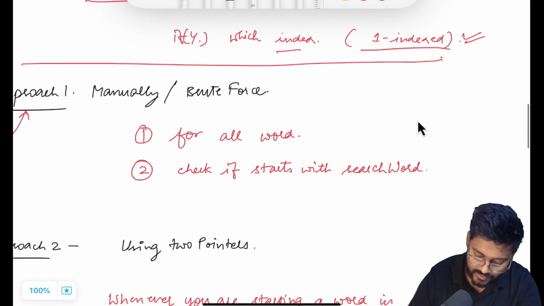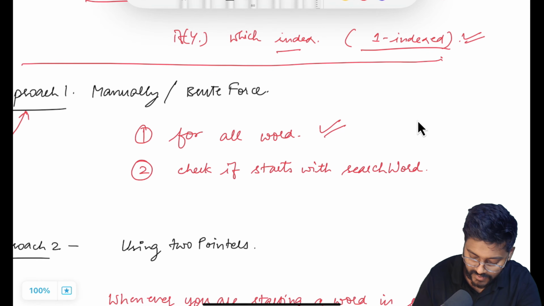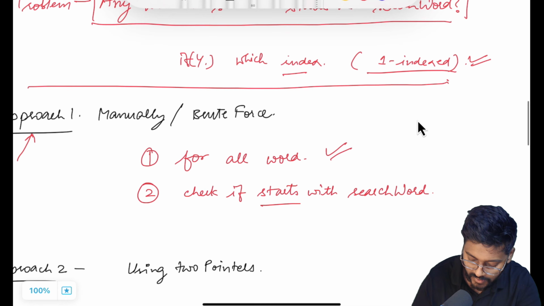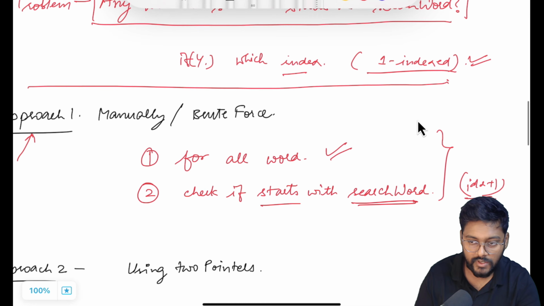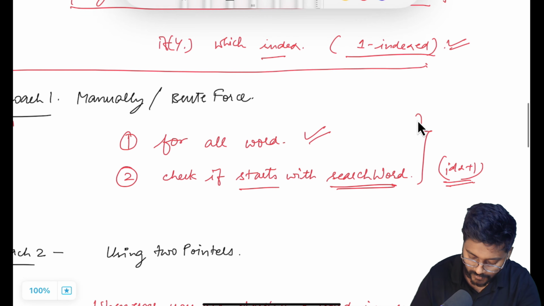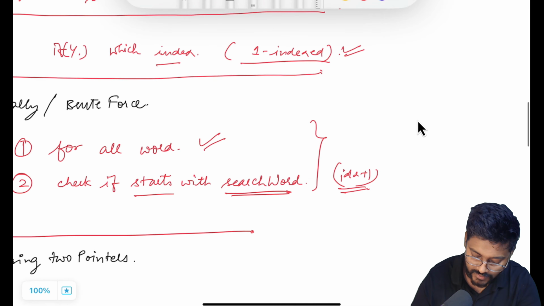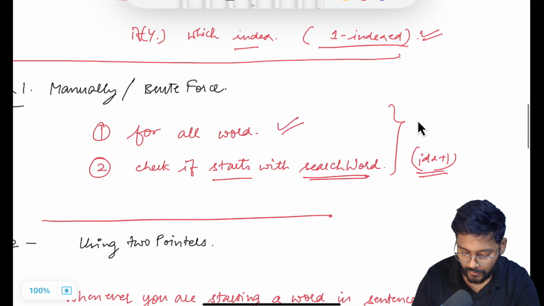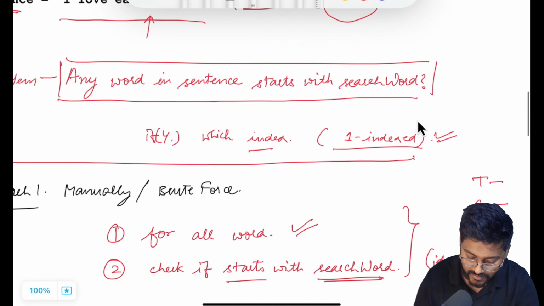So what I did is, first of all, I extracted all the words. Then check if any word starts with the search word. If that is the case, that index plus 1 can be my answer because it is 1 indexed. Okay, so it's pretty straightforward. I'm not going to code this approach. Let's just quickly discuss the time and space complexity of it. What is the time and space in this case?